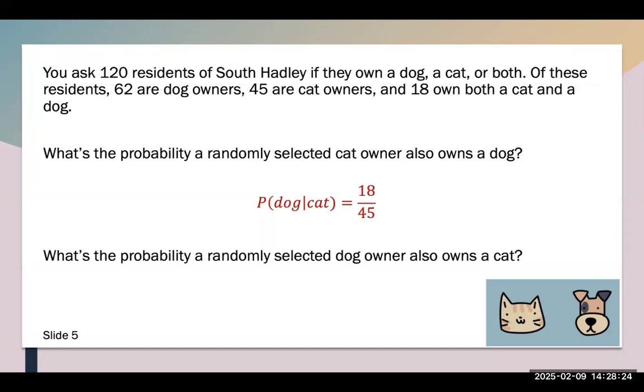Okay, let's reverse this. What's the probability a randomly selected dog owner also owns a cat? Now we're assuming that we have a dog owner. There are 62 dog owners. And the dog owners that also have cats, there's 18 of those. So the probability is 18 over 62. So notice that the word dog is going in the back of that line, and that's because that's the assumption. This is given. Given that we have a dog owner, what's the probability they also own a cat?